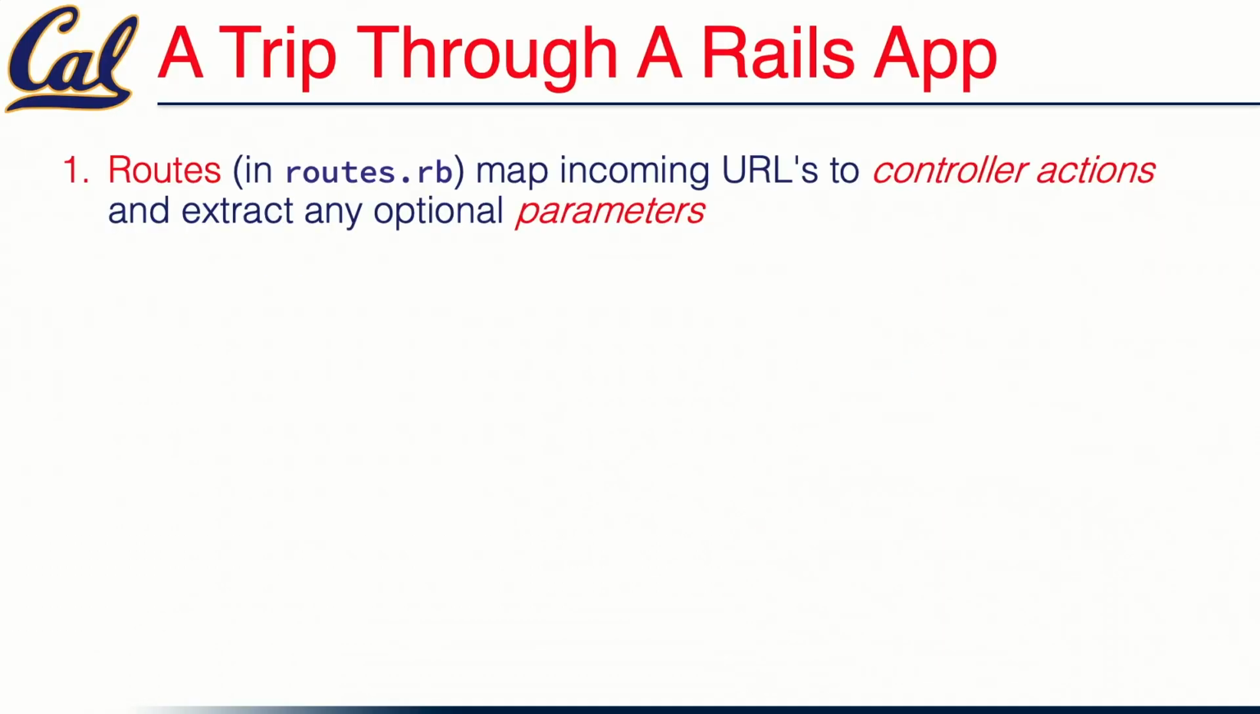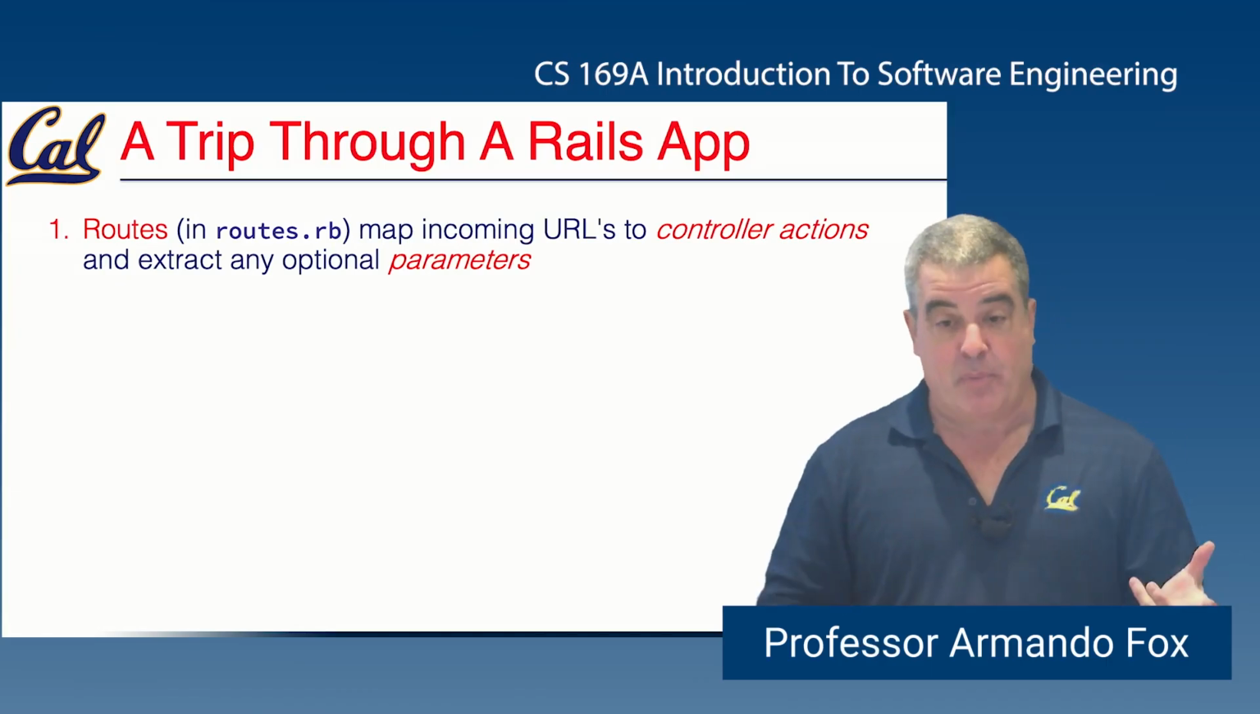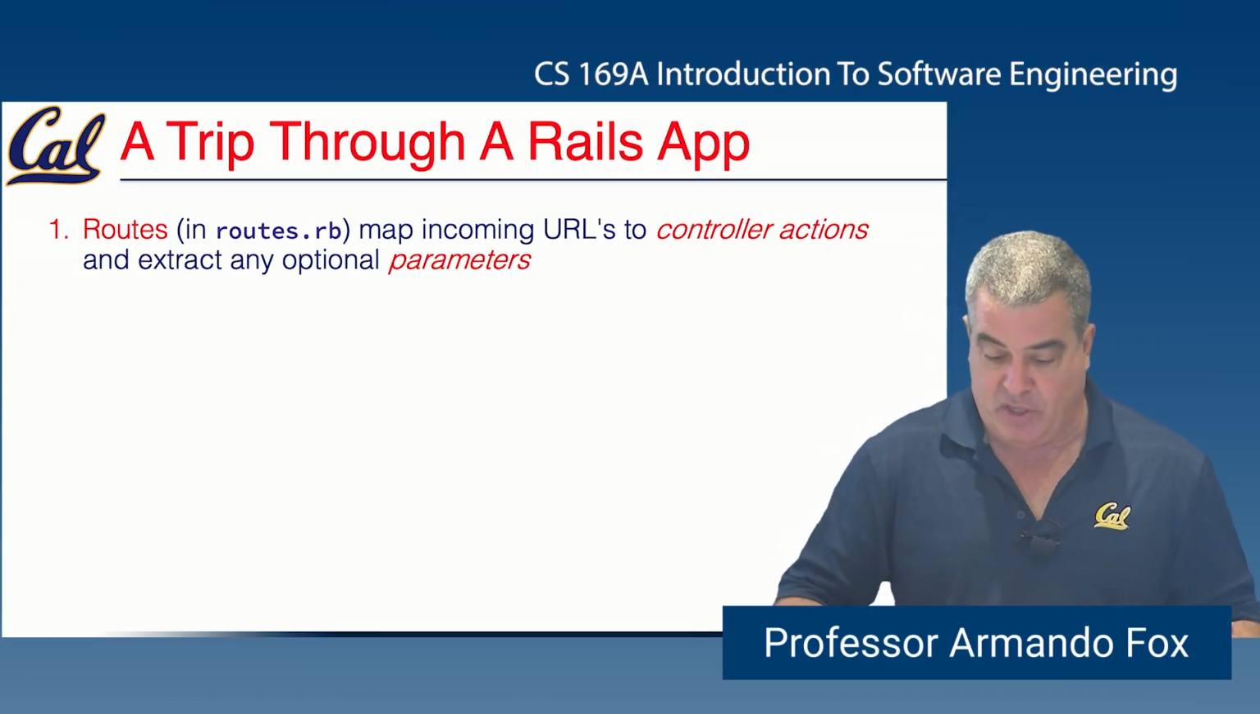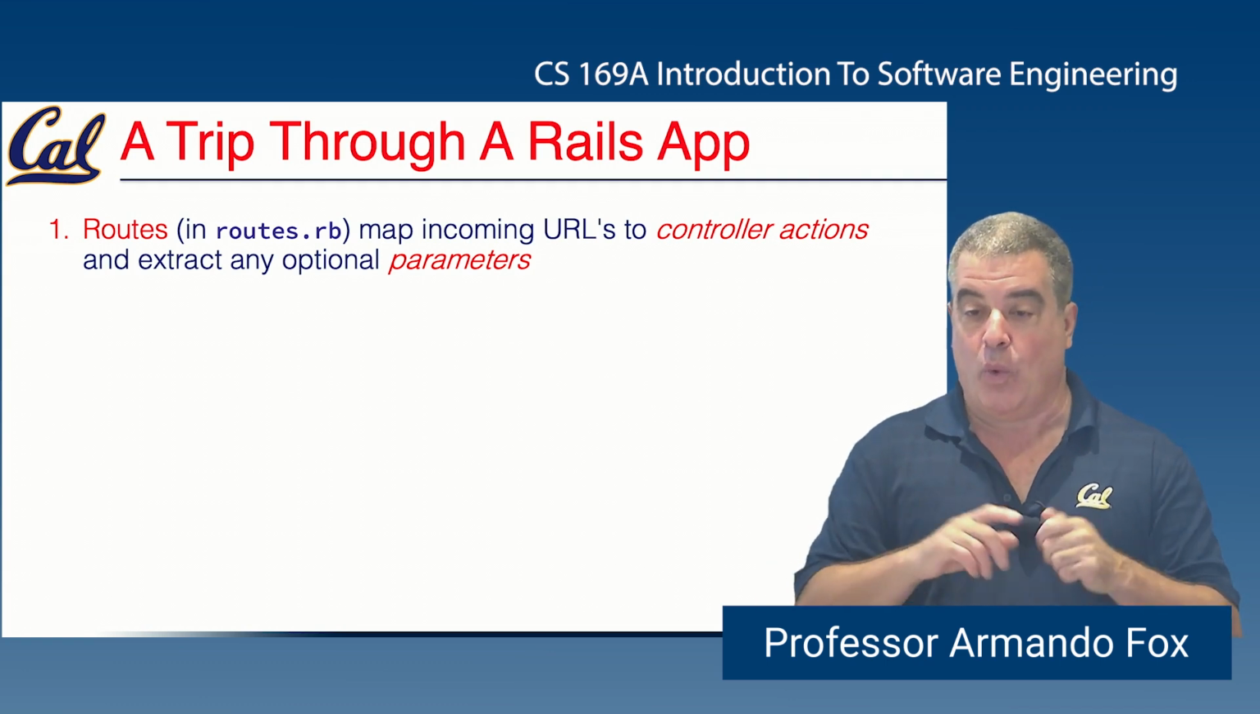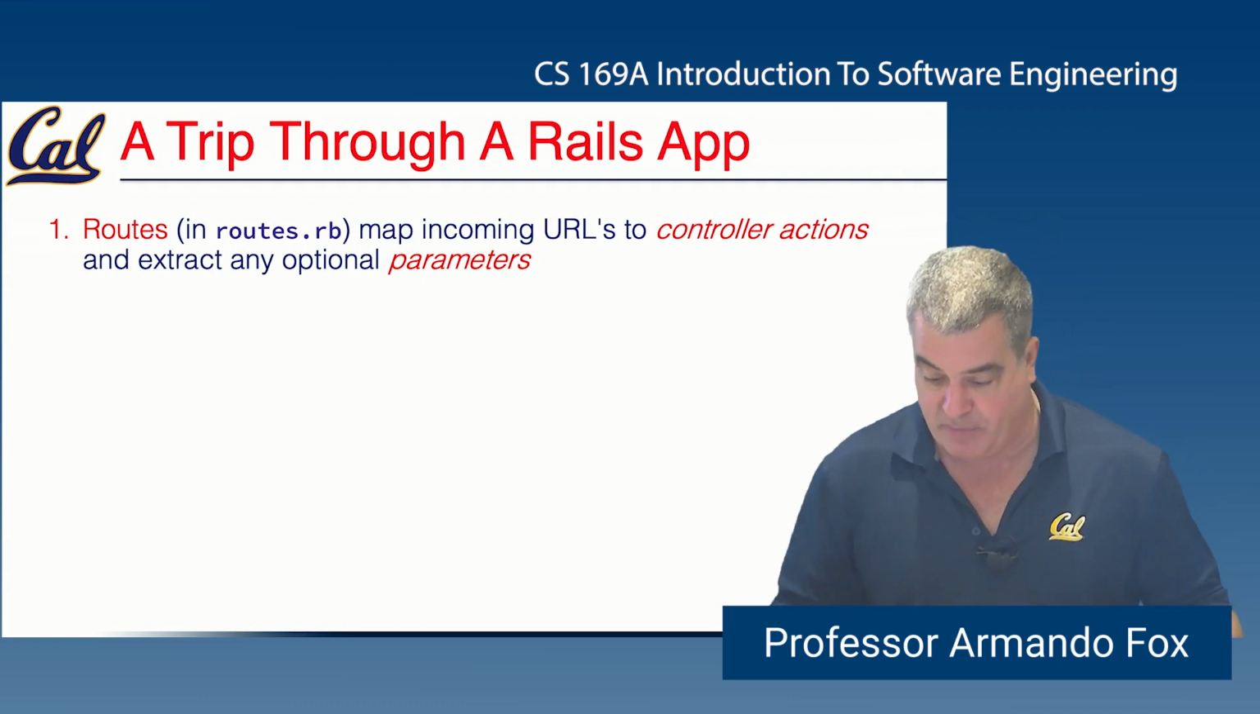The first thing that has to happen is that the incoming route has to be mapped to an action. And since in Rails, there may be multiple controllers corresponding to the different resources, there is a separate routing subsystem, and there's a file called routes.rb that defines what those mappings are. We'll look at some examples from that file in a moment.